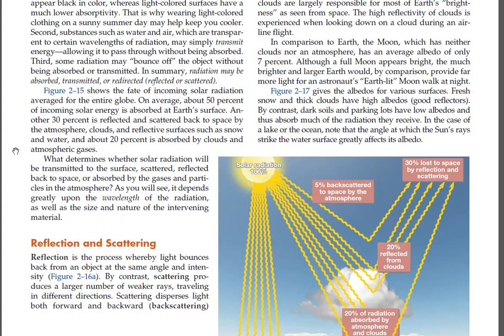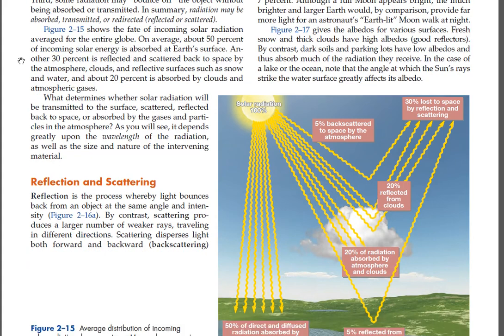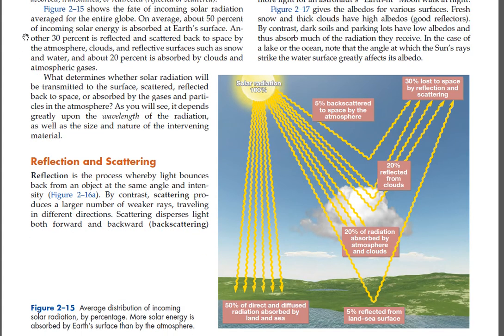Figure 2.15 shows the fate of incoming solar radiation averaged for the entire globe. On average, about 50% of incoming solar energy is absorbed at Earth's surface. Another 30% is reflected and scattered back to space by the atmosphere, clouds, and reflective surfaces such as snow and water, and about 20% is absorbed by clouds and atmospheric gases.